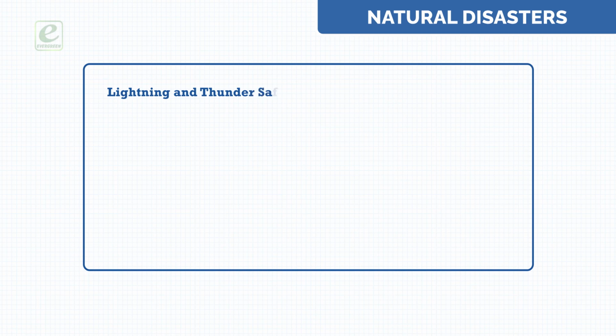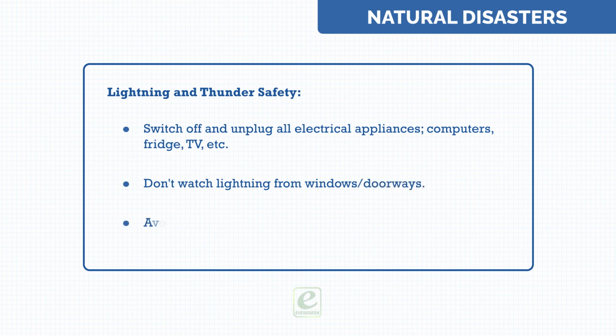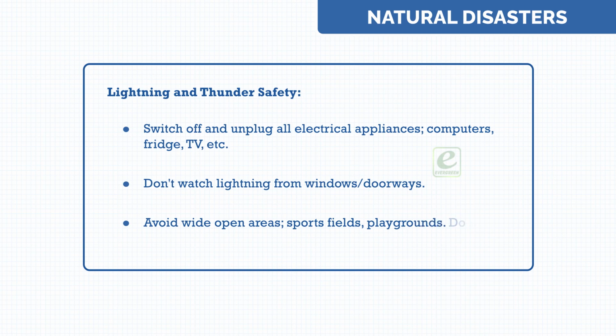Lightning and thunder safety. Switch off and unplug all electrical appliances, computers, fridge, TV, etc. Don't watch lightning from windows or doorways. Avoid wide open areas, sports fields, playgrounds. Do not go under trees to keep dry.